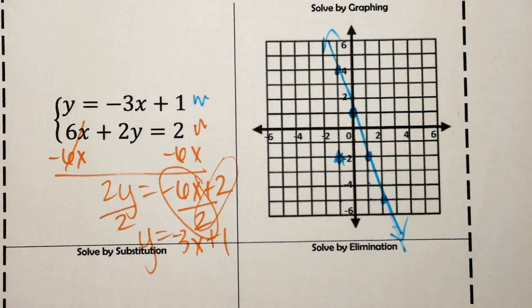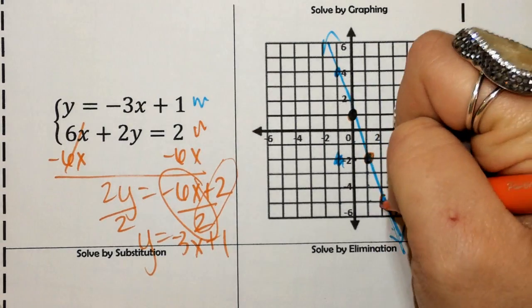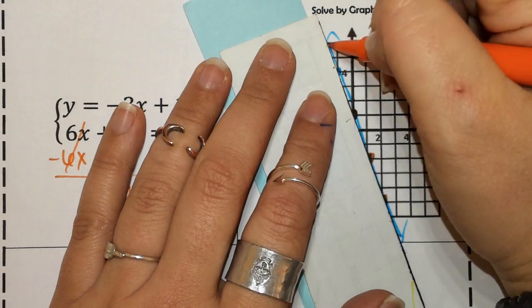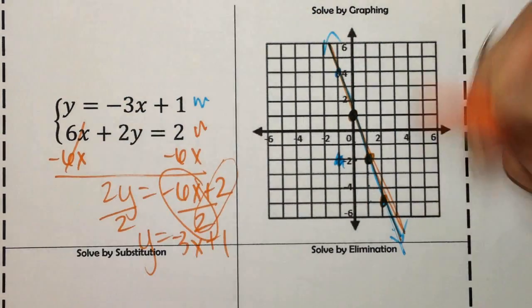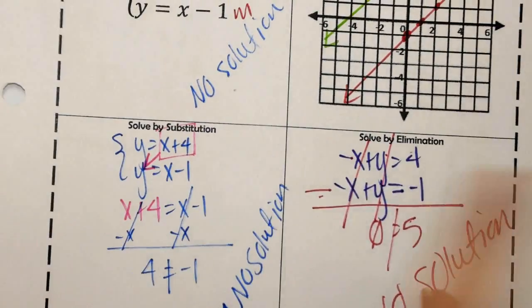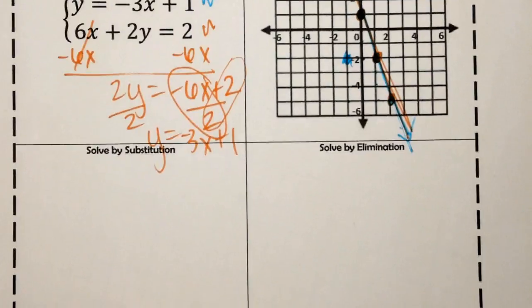How do I graph this? Go up 1, down 3. Is it the same line? Yes. Look at us go. So, no, well, I'll let you finish that. I'll pause. I get excited. So, no solution. We had different numbers on the sides of the equal sign. What will we get for infinite solution? The same number.